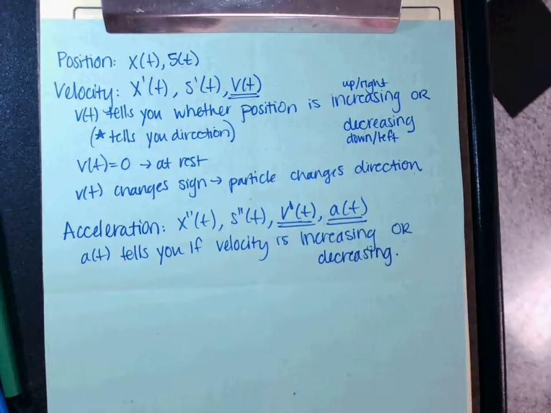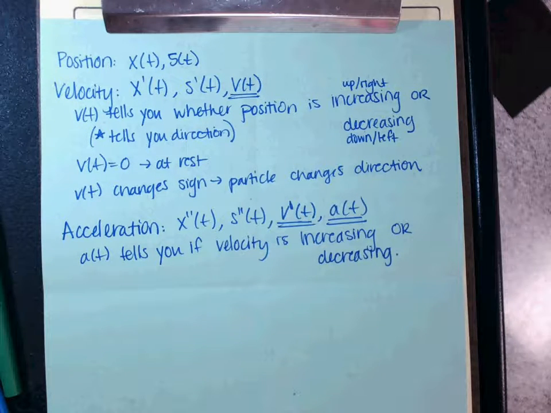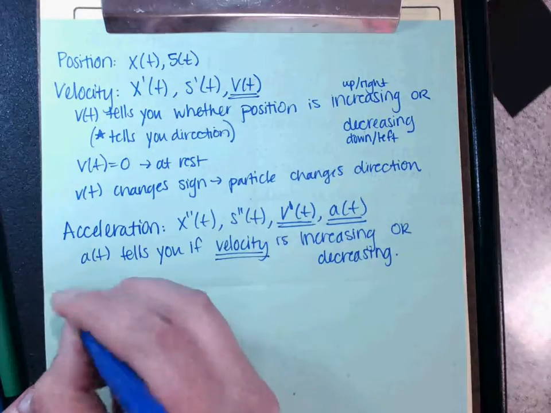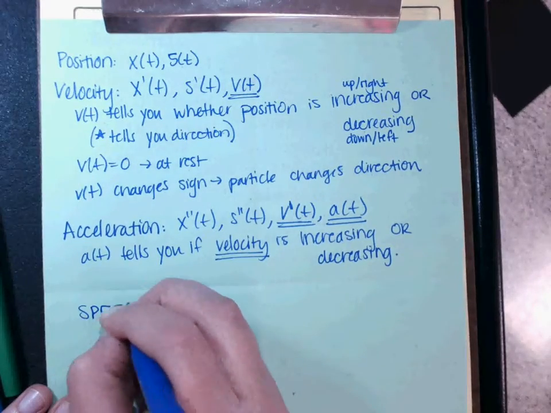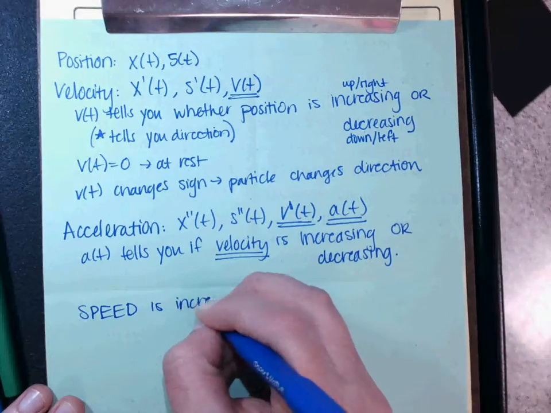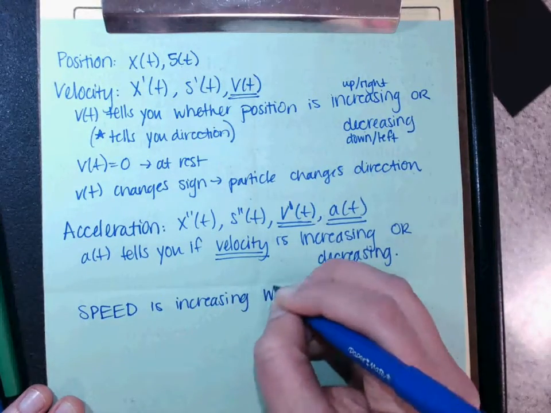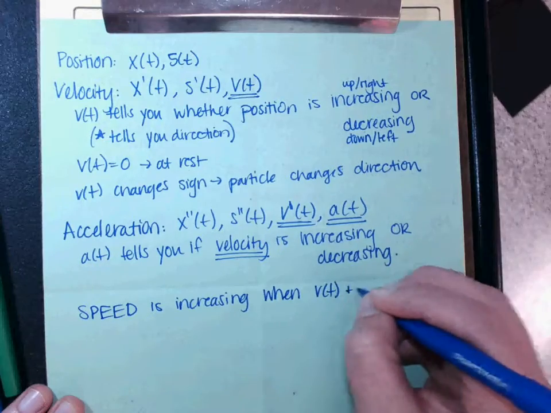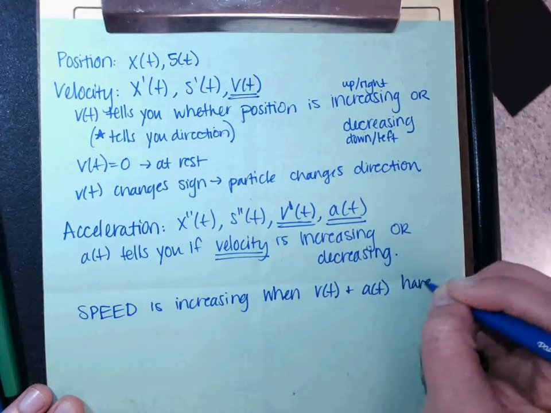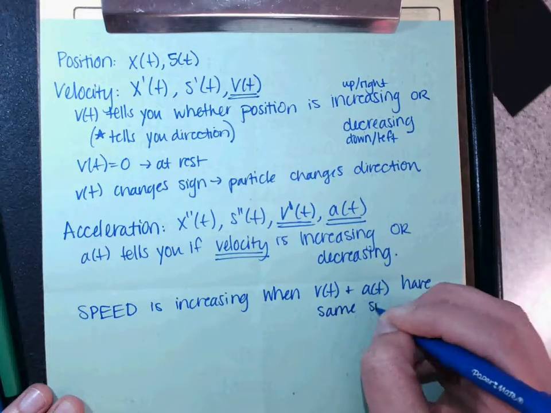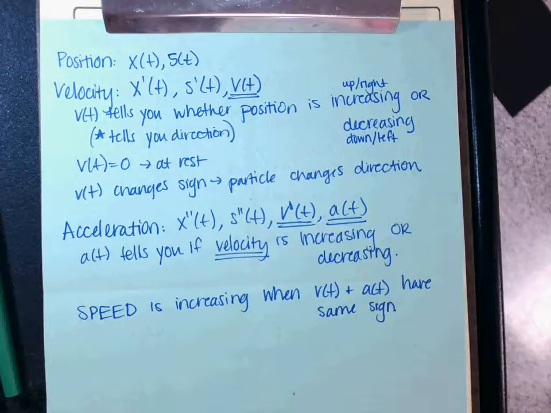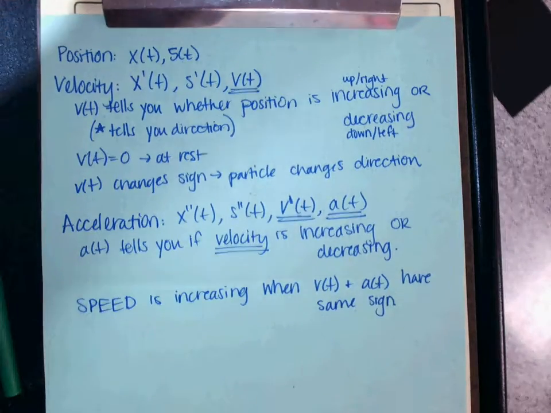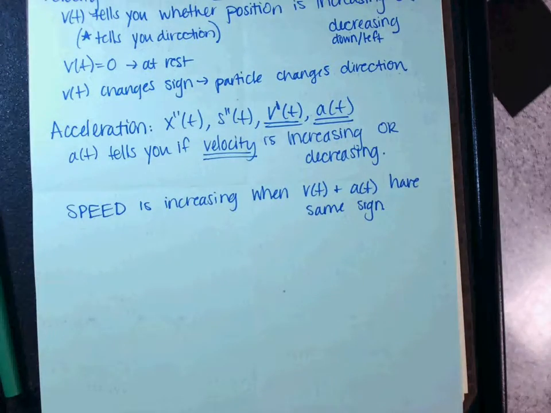Now remember that this is not the same as if speed is increasing or decreasing, so that is not the same thing. Okay, so the other thing that you would need to know is how to tell if speed is increasing or decreasing. So speed, which is not the same as velocity, is increasing when v of t and a of t have the same sign. So remember, if your velocity and your acceleration are both negative, that still counts as your speed increasing. Your speed would just be increasing down or to the left.